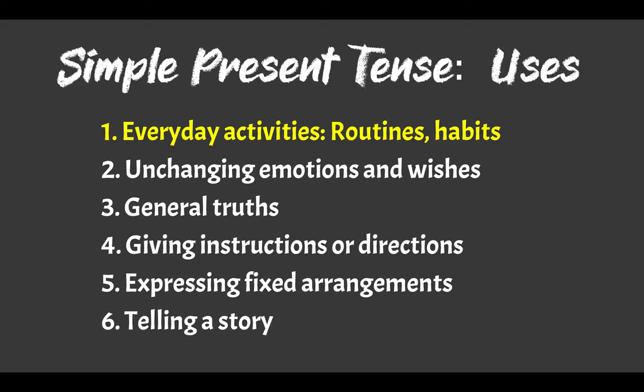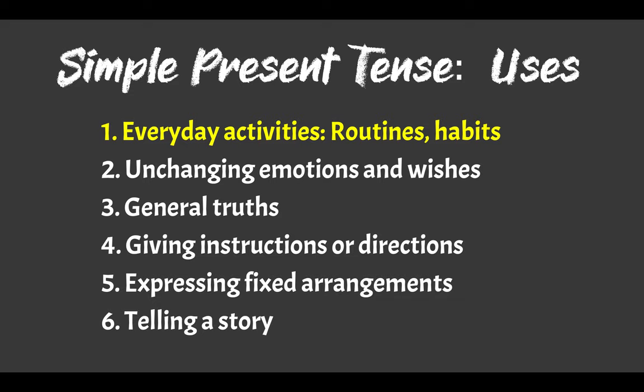Now, this is the most important part of the simple present tense explanation, and that is its uses. So the first one, and that's why it's highlighted in yellow, is the most important usage: everyday activities, routines, and habits. Number two, unchanging emotions and wishes.